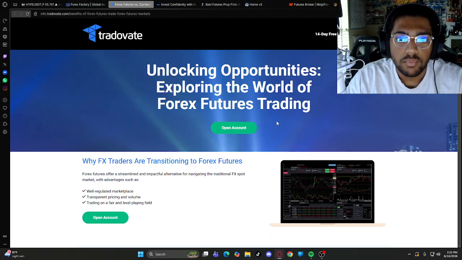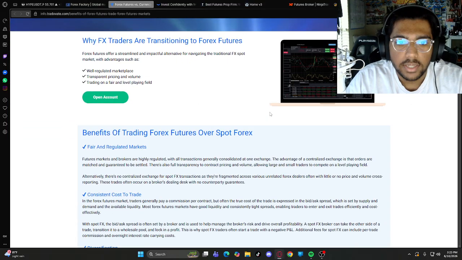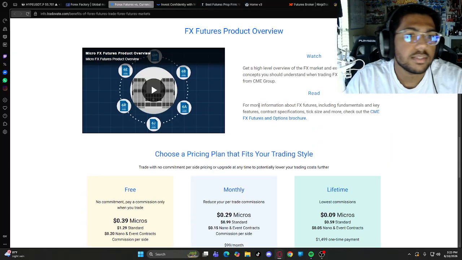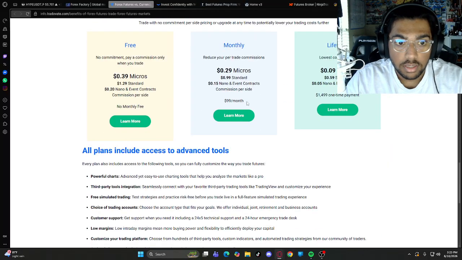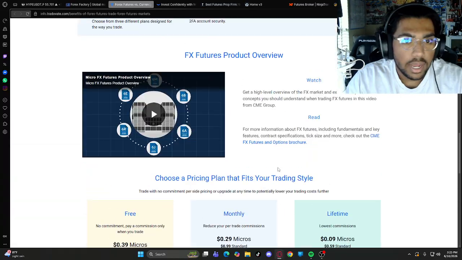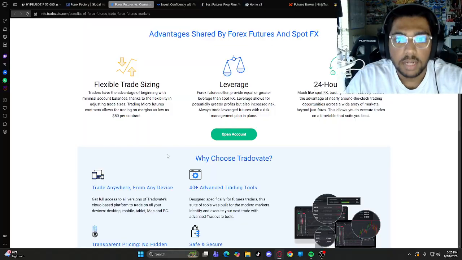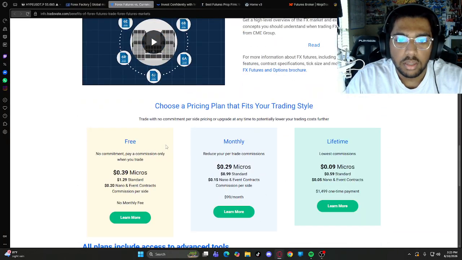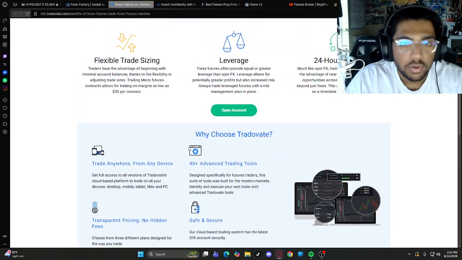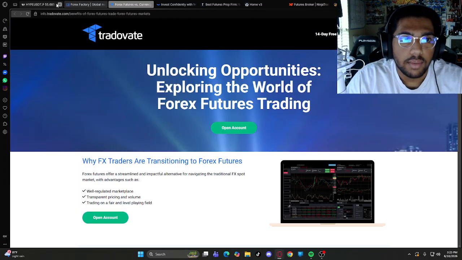This is Trade Ovate. This is really good for futures and forex. For this one, I would recommend anybody who has a live account to open a brokerage with Trade Ovate. They have the lowest cost when it comes to placing trades so far, and they are the most reliable in that realm.